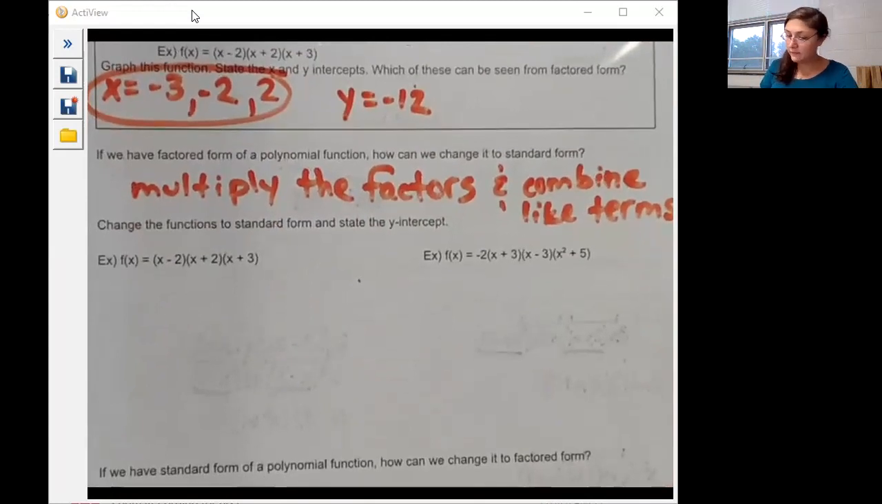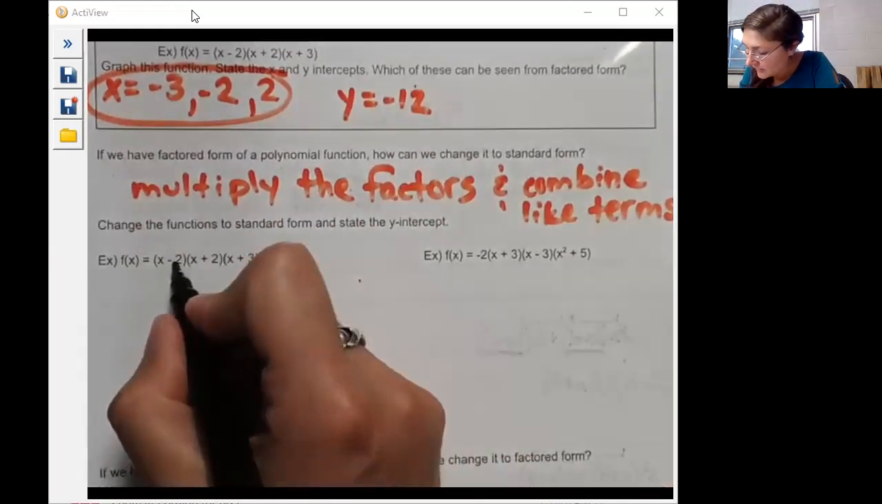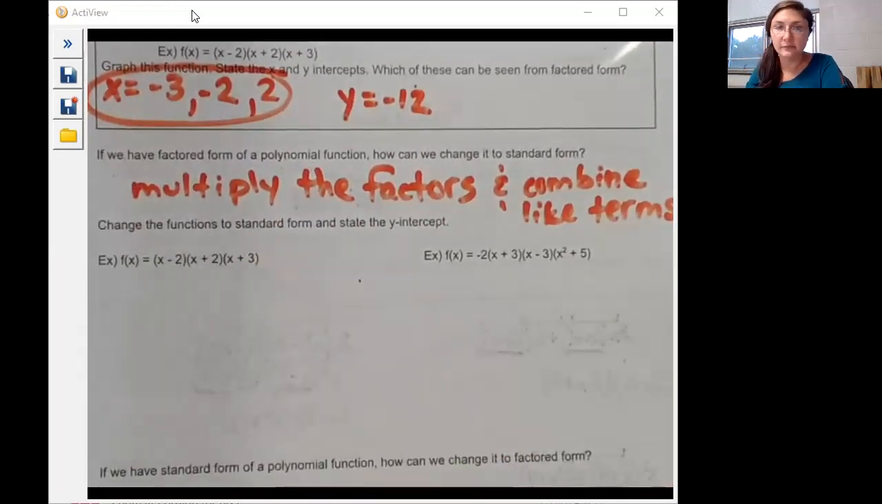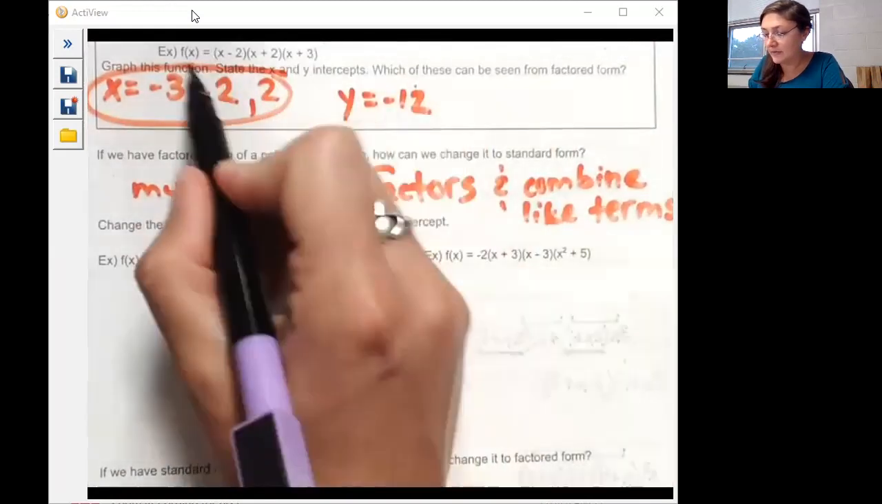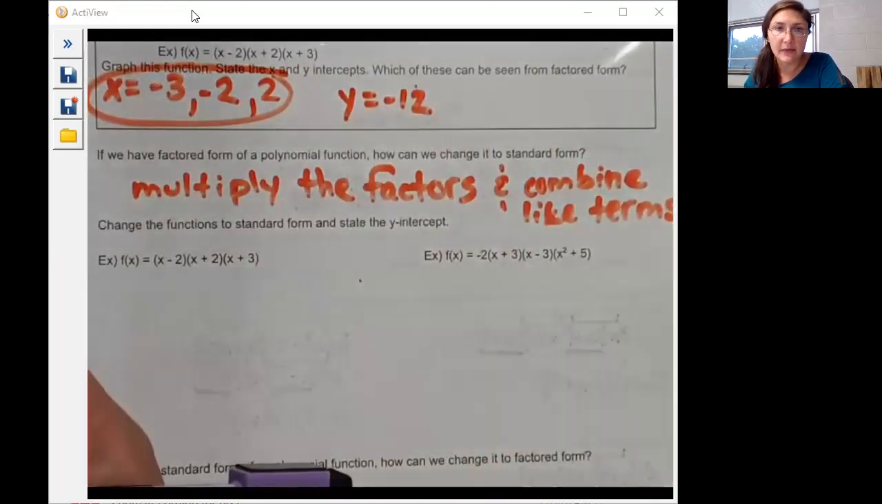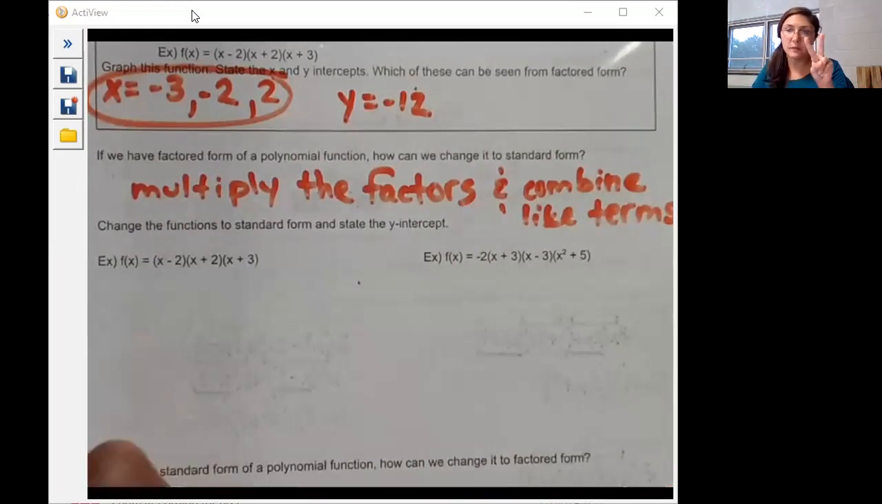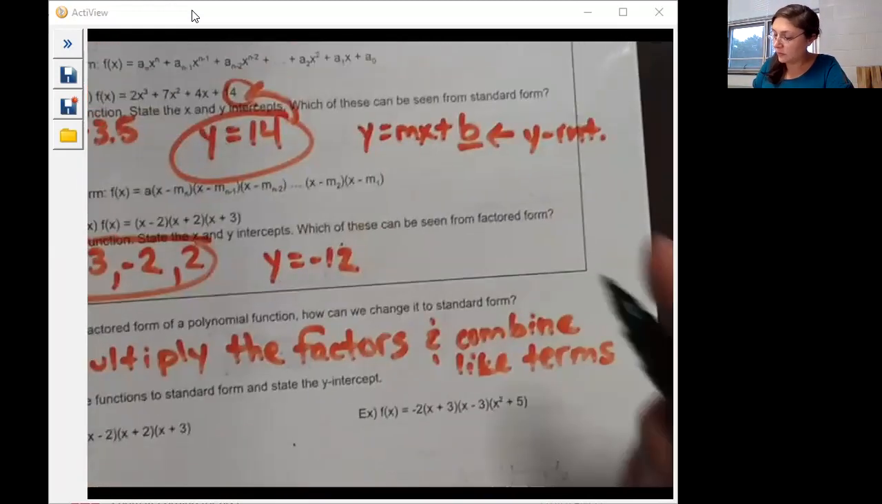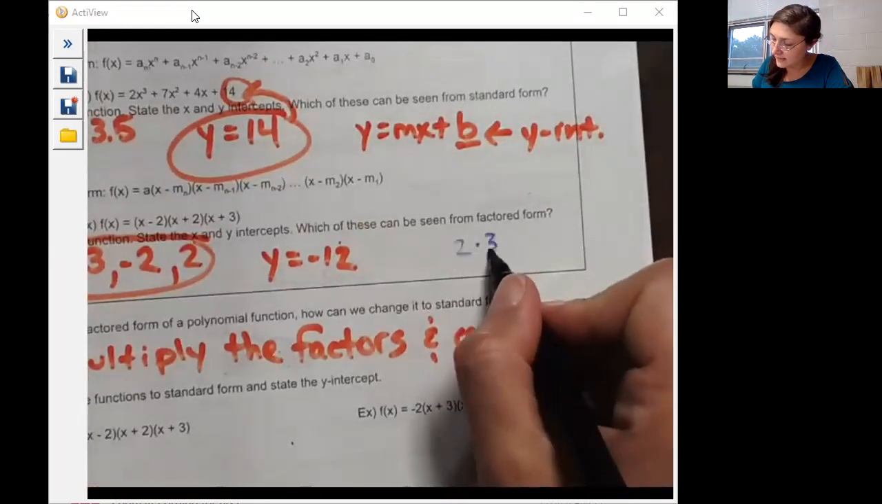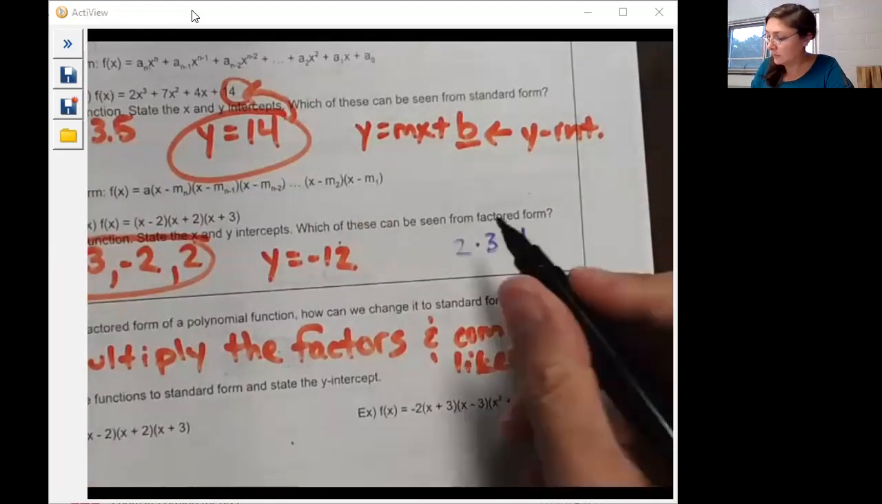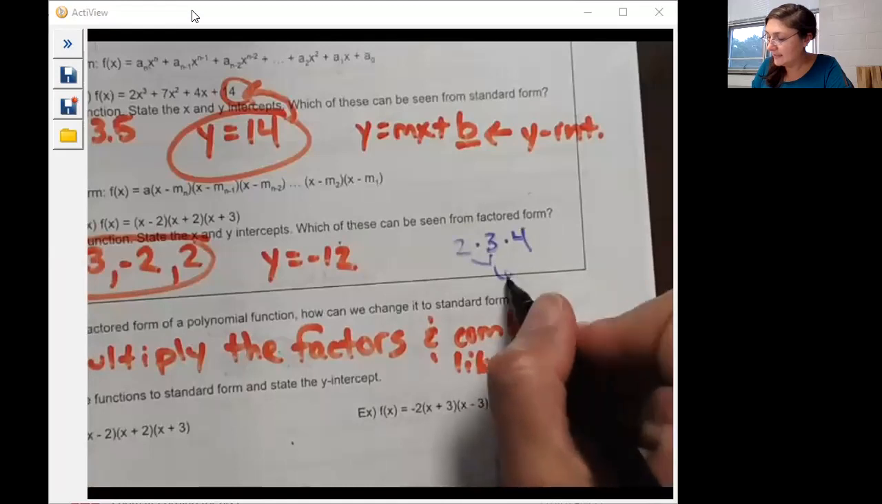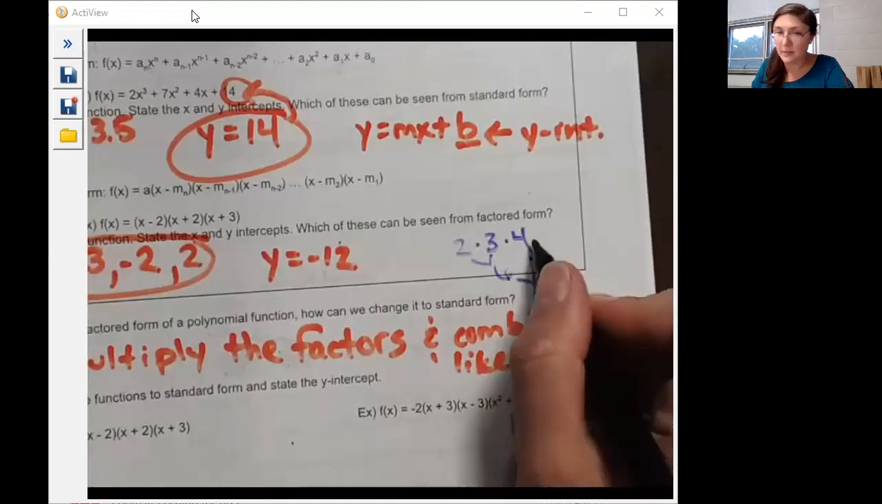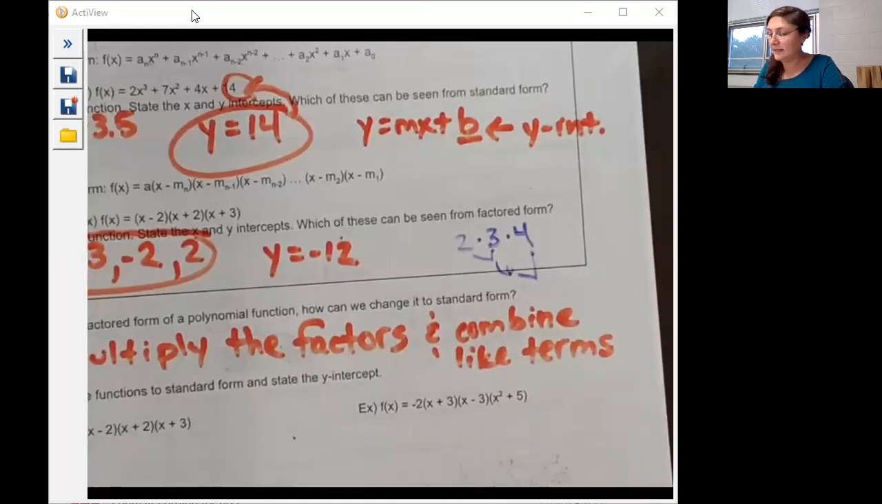So for this first problem that I have here, I've got 3 pieces to multiply, right? This is the one that we just looked at where the x-intercepts are. I've got 3 pieces to multiply together. Remember when I'm multiplying, I just multiply 2 things at a time. So if you had, for example, 2 times 3 times 4, you would multiply 2 and 3, and then take that product and multiply by 4. Okay, we multiply 2 things at a time.